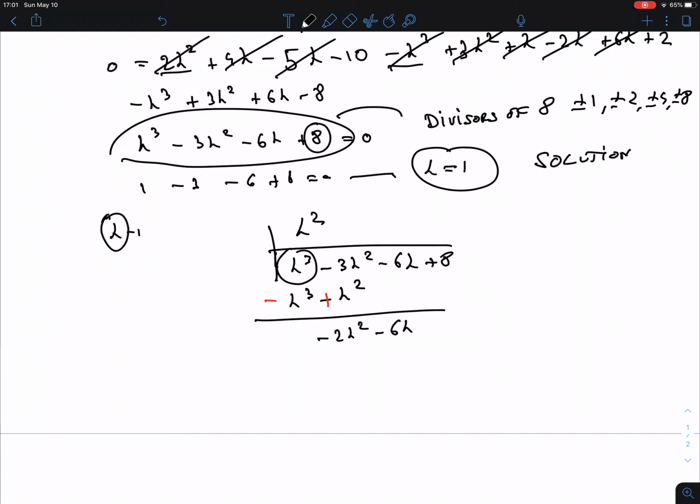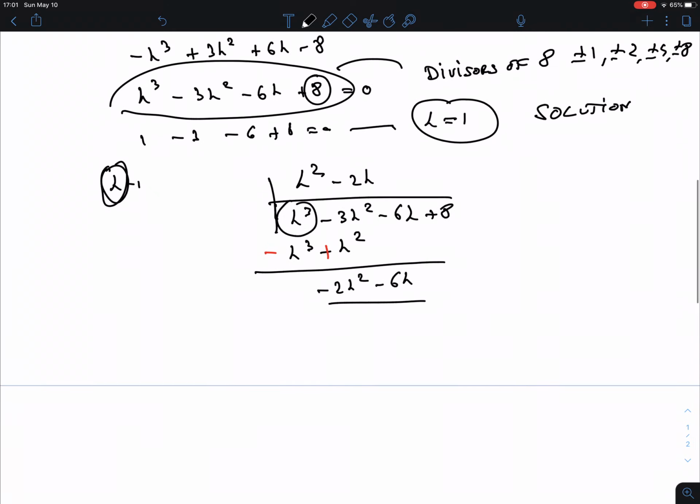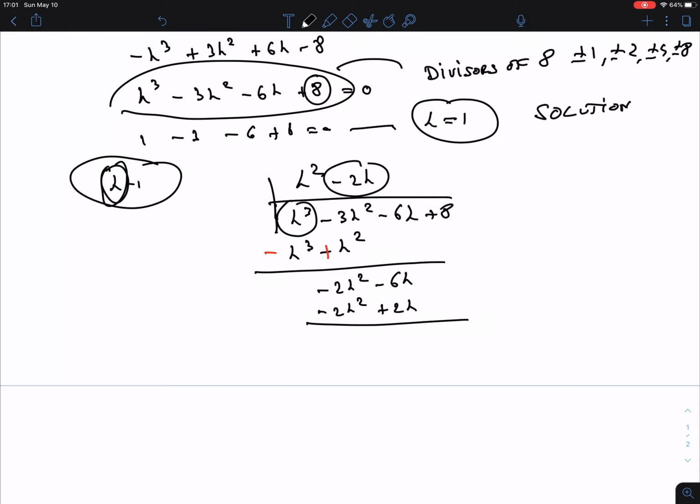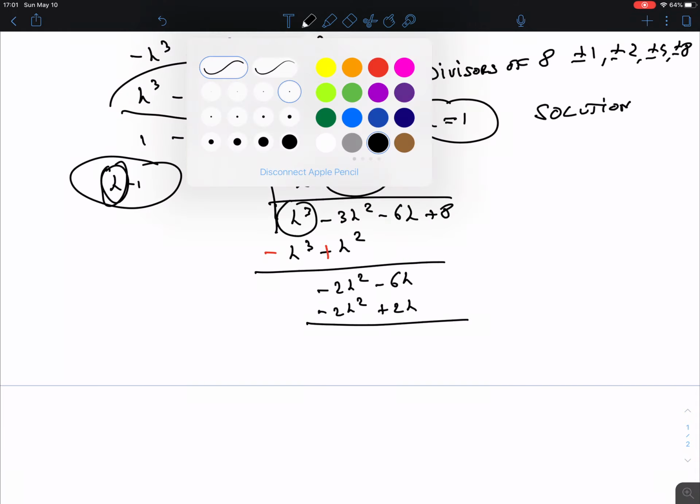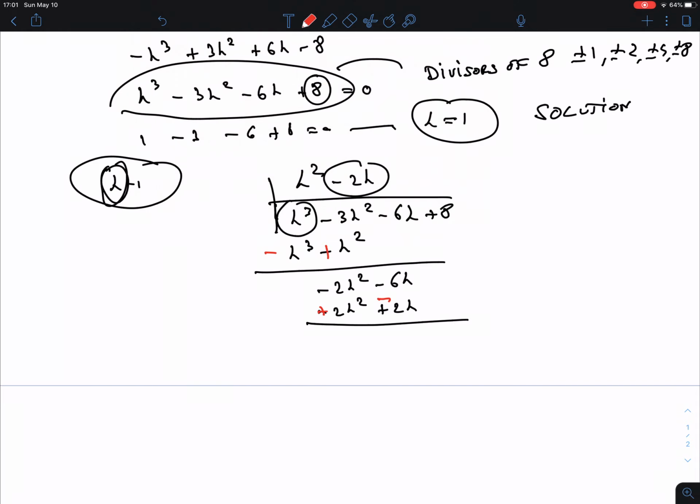How many times does lambda go into this guy? Well, minus 2 lambda times. Okay, so let me get rid of this line here. Now I multiply minus 2 lambda times lambda minus 1. So I get minus 2 lambda squared plus 2 lambda. And again, I subtract. Subtracting means that this becomes a plus and this becomes a minus. So we get minus 8 lambda plus 8.